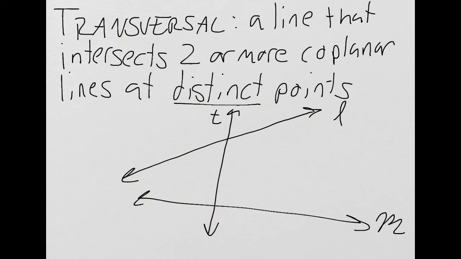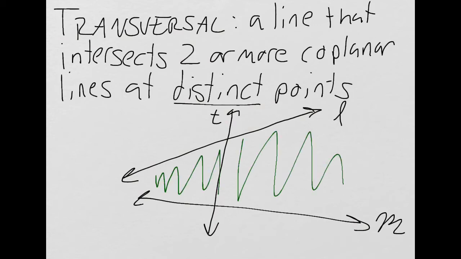When we're looking at two lines cut by a transversal, we like to talk about the interior and the exterior. The interior is going to be the space in between the lines. So that's our interior.